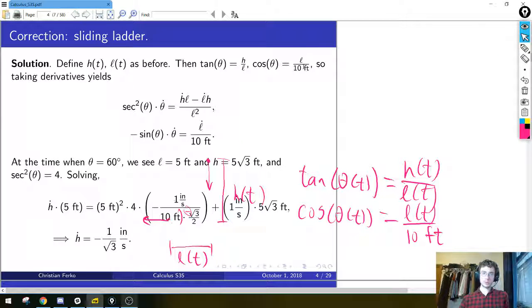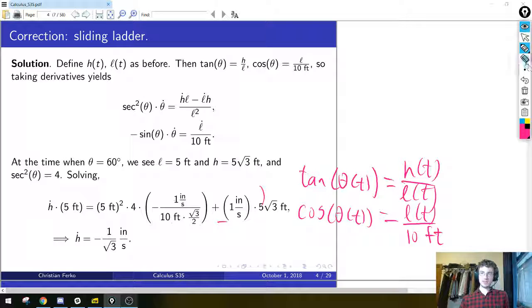The actual calculation: as I said, h of t and L of t are as in the diagram. We write down the tangent and the cosine and take the derivatives. As you reminded me and I misremembered, the derivative of tangent is secant squared. So by the chain rule, d/dt of tan theta is secant squared theta times theta dot. So you get this on the left. By the quotient rule on the right, you get h dot L minus L dot h over L squared. You differentiate the second equation with the cosine, which gives you minus sine theta times theta dot, equal to L dot over 10 feet, because this is a constant.